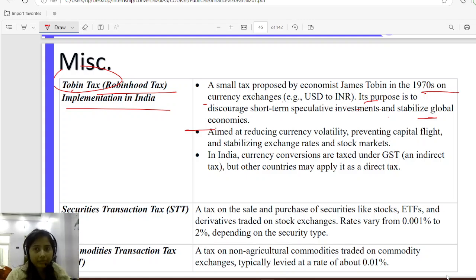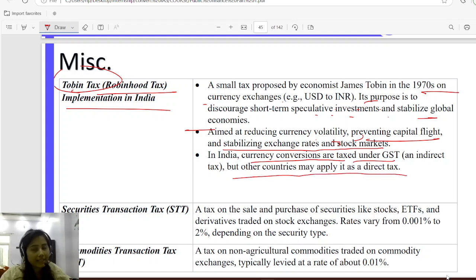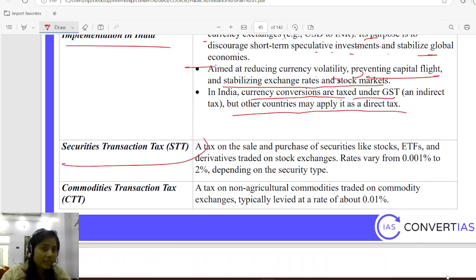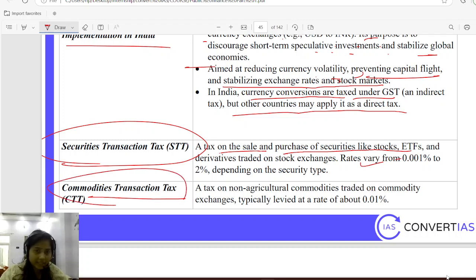Its purpose is to discourage short-term speculation, aimed at reducing currency volatility, preventing capital flight, and stabilizing the exchange rate and stock market. In India, currency conversions are taxed under GST, but other countries may apply it as a direct tax. Securities transaction tax is a tax on sale and purchase of securities. This one I have already explained. Let's leave it. Commodities transaction tax is on non-agricultural commodities traded on a commodity exchange.